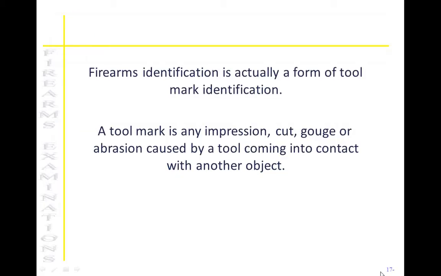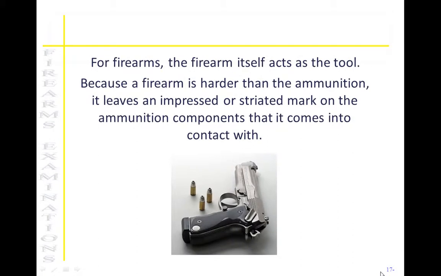So if we begin, firearms identification is actually a form of tool mark identification. And this is because a tool mark is considered any impression, cut, gouge, or abrasion caused by a tool coming in contact with another object. For firearms, the firearm itself acts as the tool. The impressions can be made because a firearm is harder than ammunition, so it's going to leave an impressed or striated mark on the various ammunition components as they come in contact.